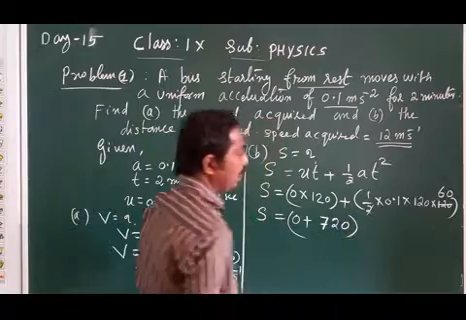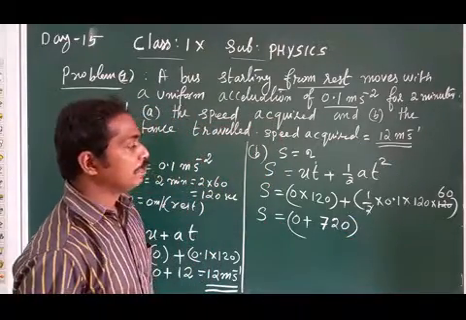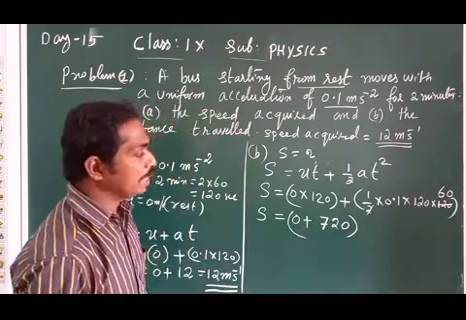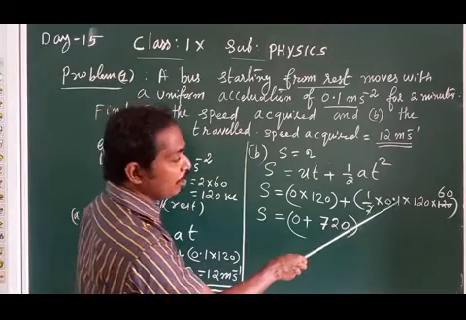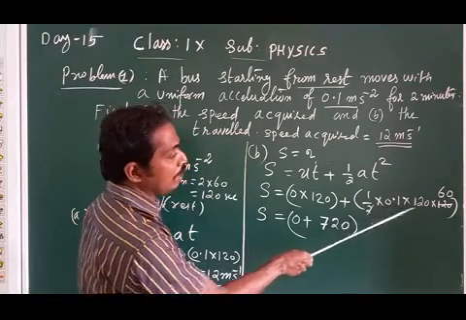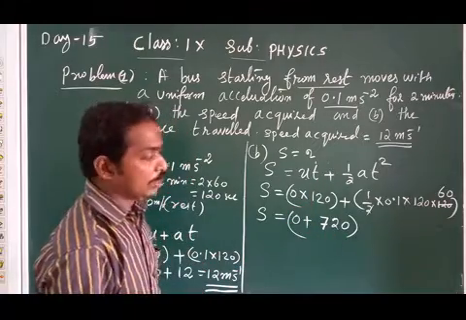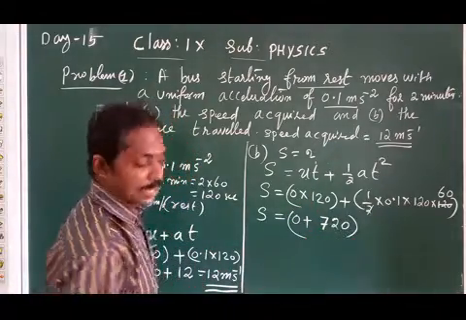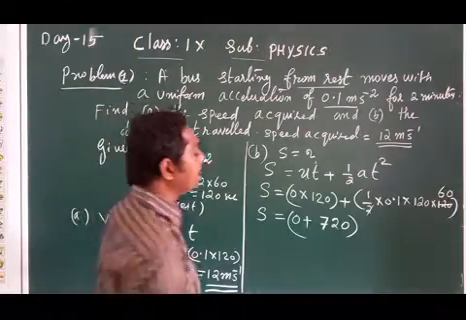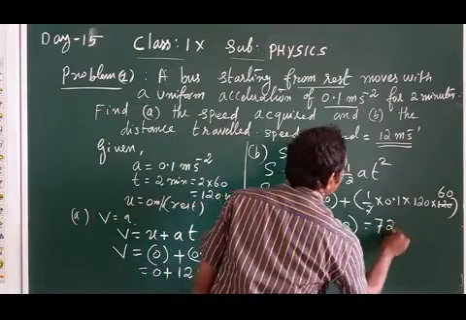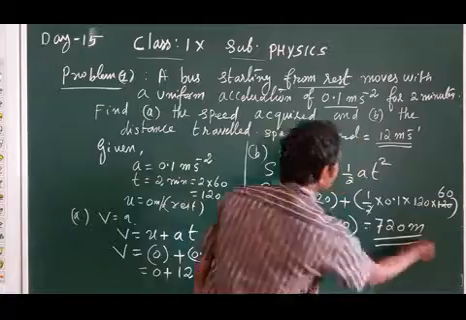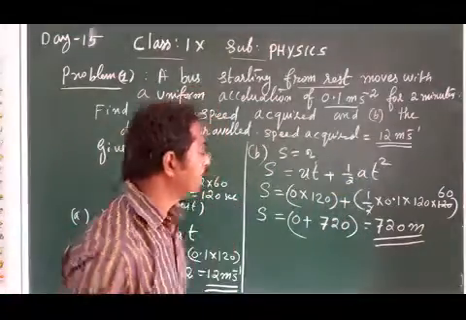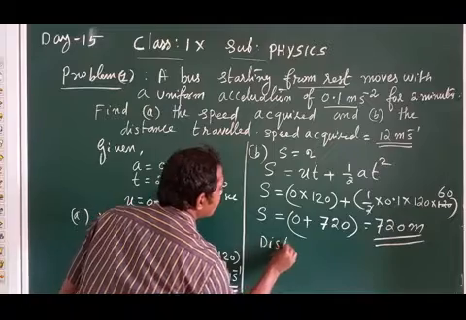0 plus 720, because 6 into 12 is 72 only. But here 0.1 is there, so we can remove one more 0 also. Then we have only one 0. So 720. So what is the distance travelled? 720 meter. Distance travelled equal to 720 meter.